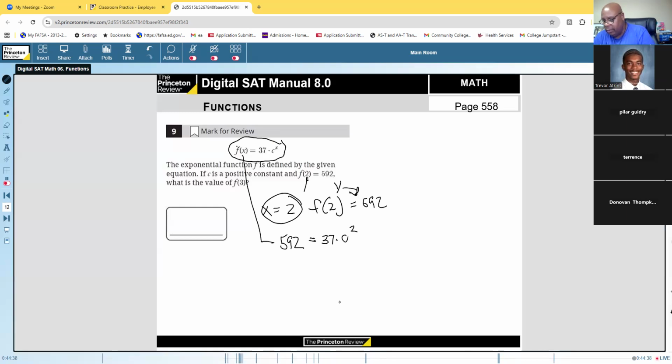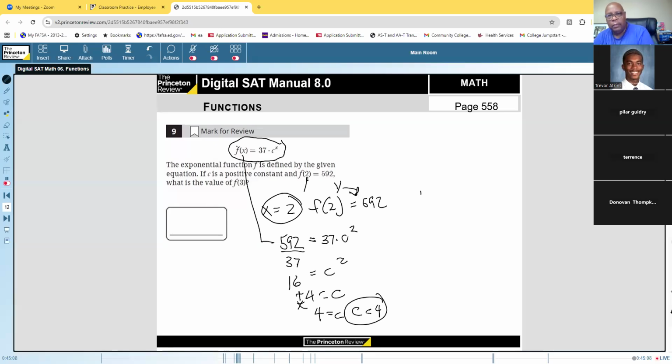So then what we do is we divide 592 by 37. It doesn't look convenient, but it's 16. 16 equals c squared, and plus or minus 4 equals c. But we have to reject minus 4. So 4 equals c, or c equals 4. So with c equal to 4, we're almost done because we continue on the same way we did before, right?